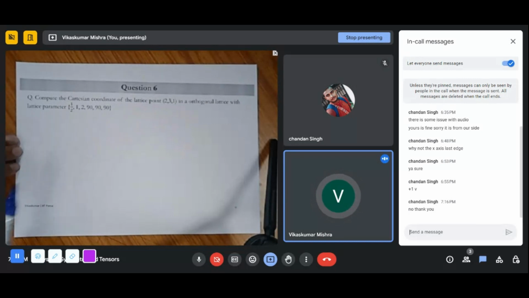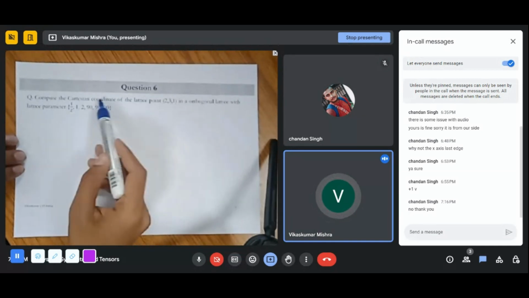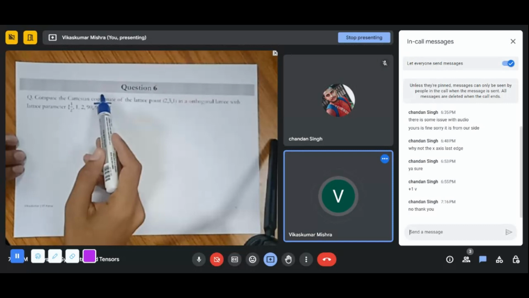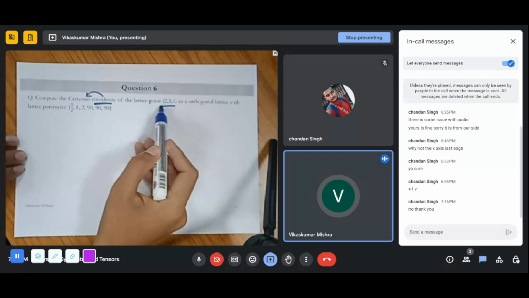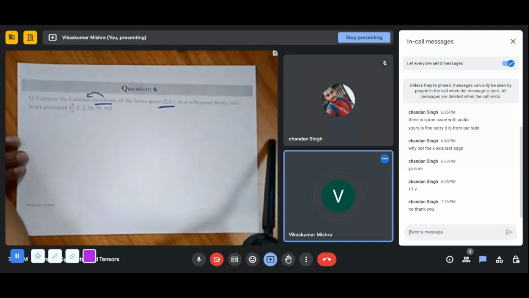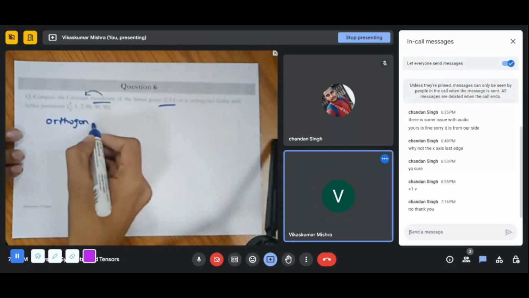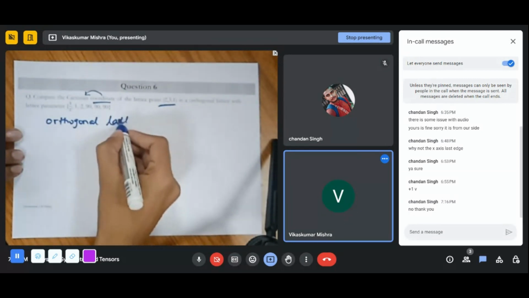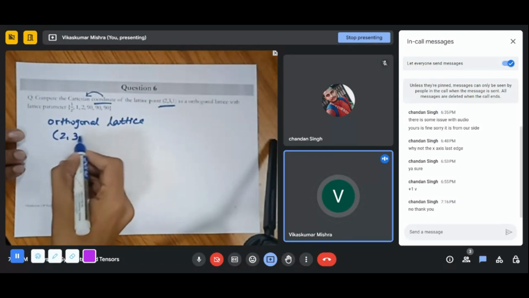Now the question is that we have to compute the Cartesian coordinates of a lattice point. We need to find the coordinate with respect to the Cartesian system of a lattice point. We are given the lattice point, it is 2, 3, 1, of the orthogonal lattice. So we have the orthogonal lattice, and the point is given, that is a lattice point 2, 3 and 1 is given to us.